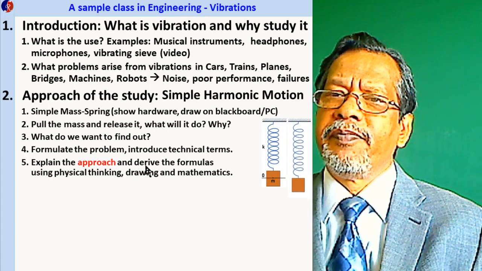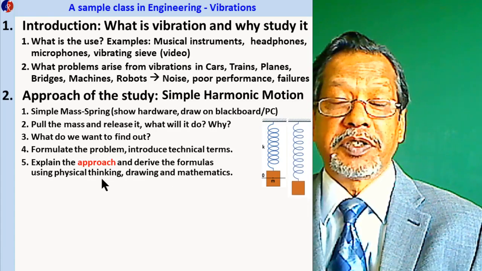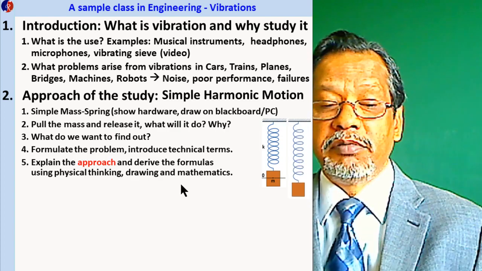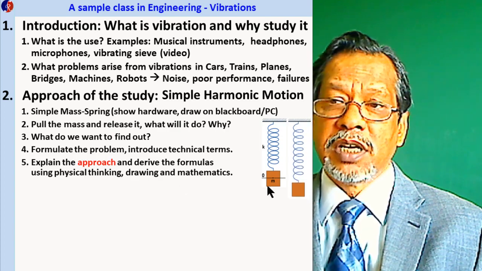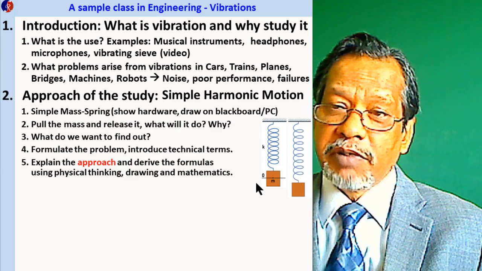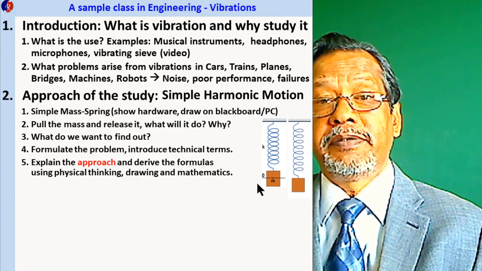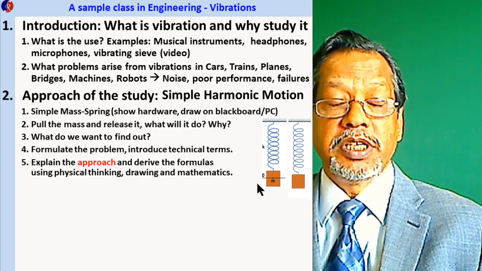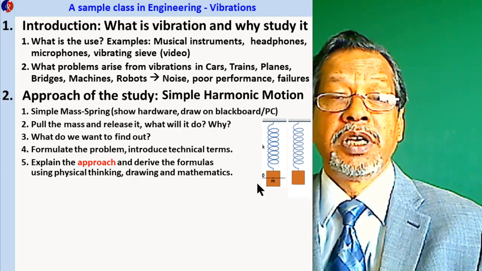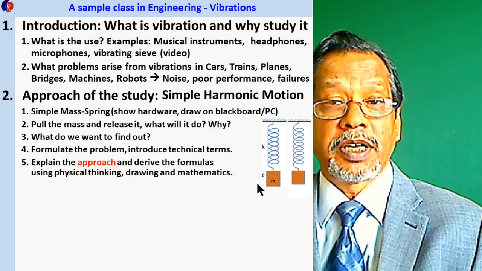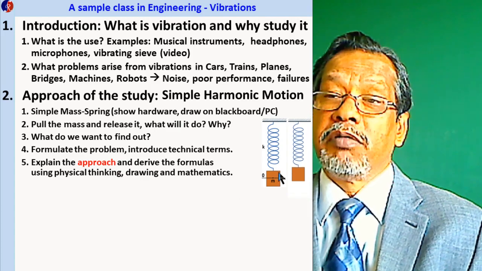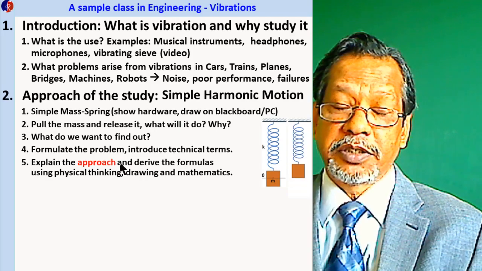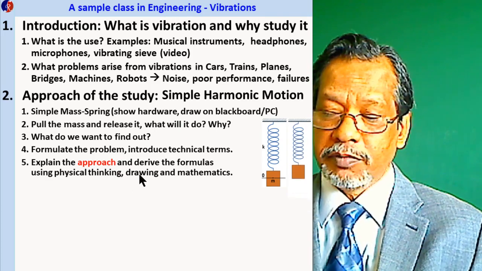Okay. Then derive the formulas using physical thinking, drawing, and mathematics, all three. Do not start deriving only using mathematics. Everything in engineering is related to some physical things. That's the difference between mathematicians and engineers. Engineers need to use mathematics as tools to solve some real problems. Okay? So everything should relate to something physical. Okay. Please write that down. That should go in your outline, and then details will come.